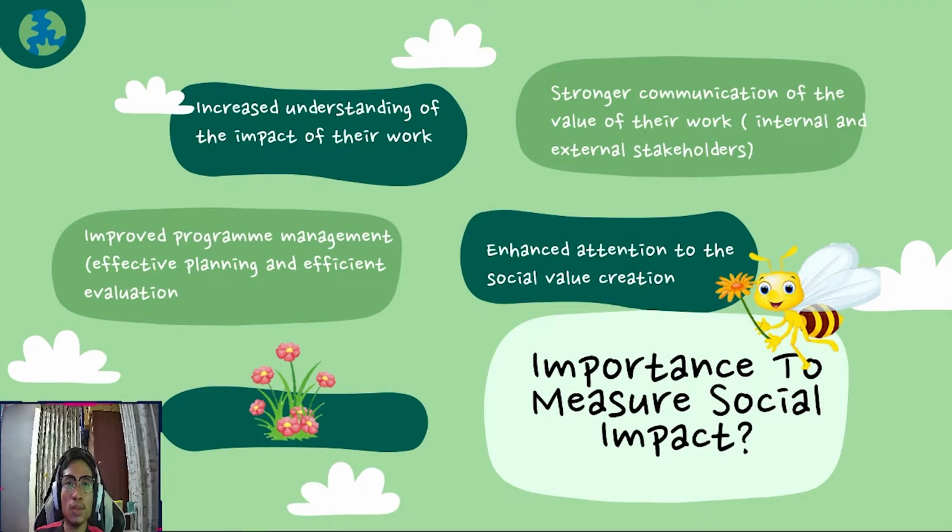Next, what is the importance of measuring social impact? The importance of measuring social impact is, first, to increase the understanding of the impact of the work in the organization. Second, to create stronger communication of the value of the work between the organization and the internal and external stakeholders. Third, to improve program management through effective planning and efficient evaluation. And lastly, to enhance attention to social value creation in business operations.